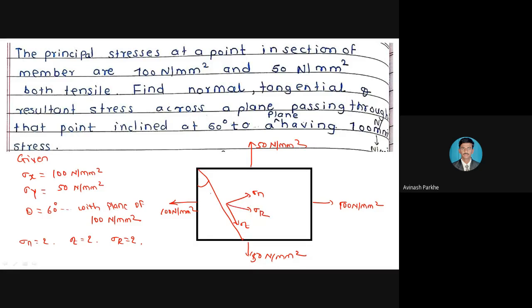Here theta is mentioned: this is the oblique plane, and the angle is between the oblique plane and the plane of 100 Newton per mm square. Already 100 Newton per mm square is applied on the vertical plane. Therefore, I have to take this angle as 60 degrees. Now all the parameters are available, so one by one you can calculate.